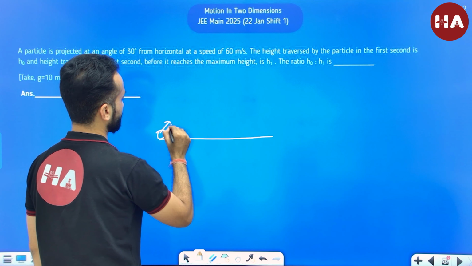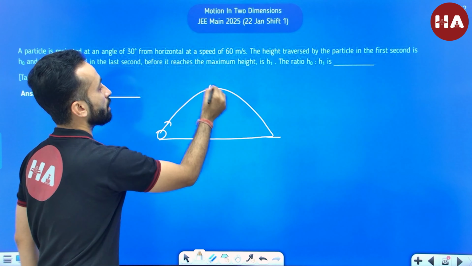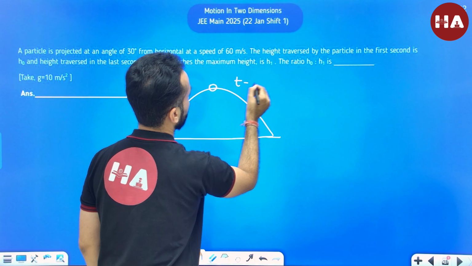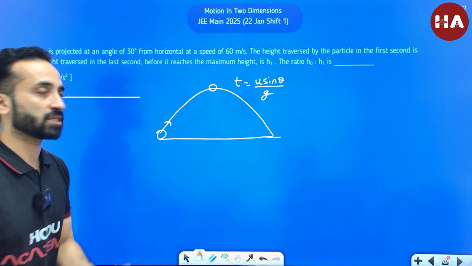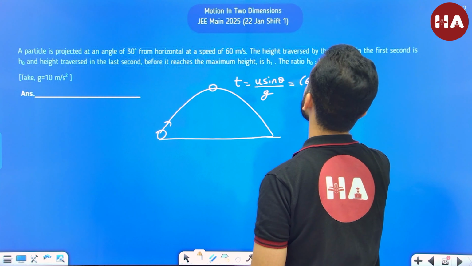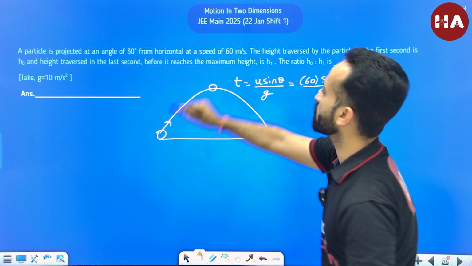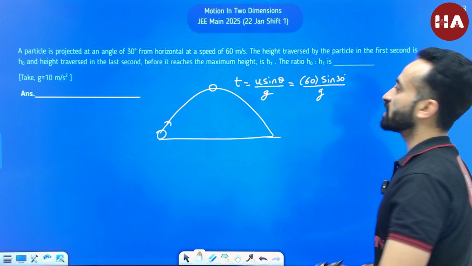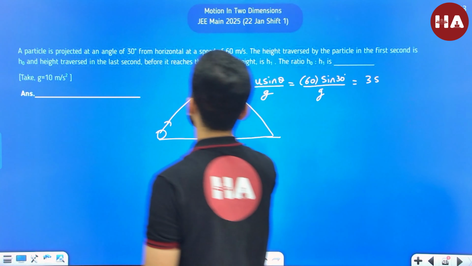Let's visualize this. So they are talking about first the starting point and then one last second before it hits the highest point. So first let's calculate what is the time taken to hit the highest point. So of course if the total time of flight is 2u sine theta by g, then the time to the highest point is going to be u sine theta by g. Now u sine theta by g is 60 sine 30 divided by g, right? Because if the total time of flight is 2u sine theta by g, air resistance is ignored, so the highest point is just half the time. So this is going to be 3 seconds. So it takes 3 seconds to reach the highest point.